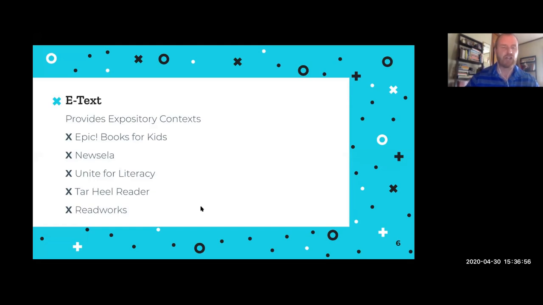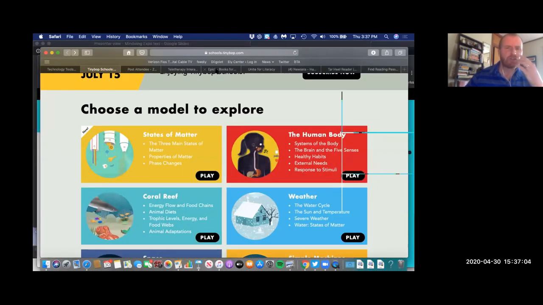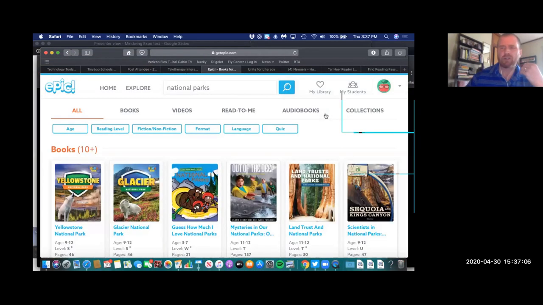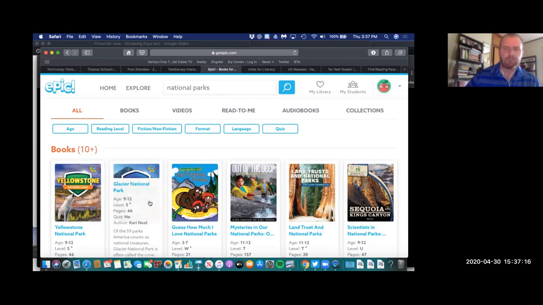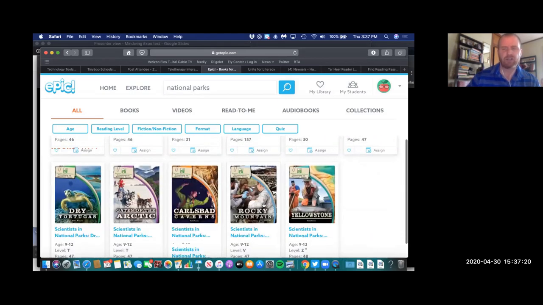So just taking a look at these so you can see them. I have some of them open in these other tabs here. So Epic Books for Kids, when you go to the website, you don't even have to apply, you sign up for the educator account and it gets you right in. And I just looked up national parks and there are all these great visual texts that you can use.